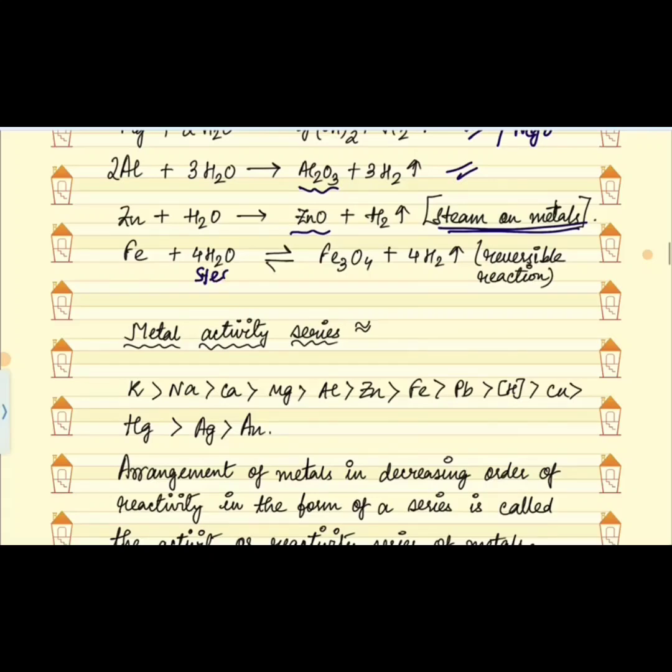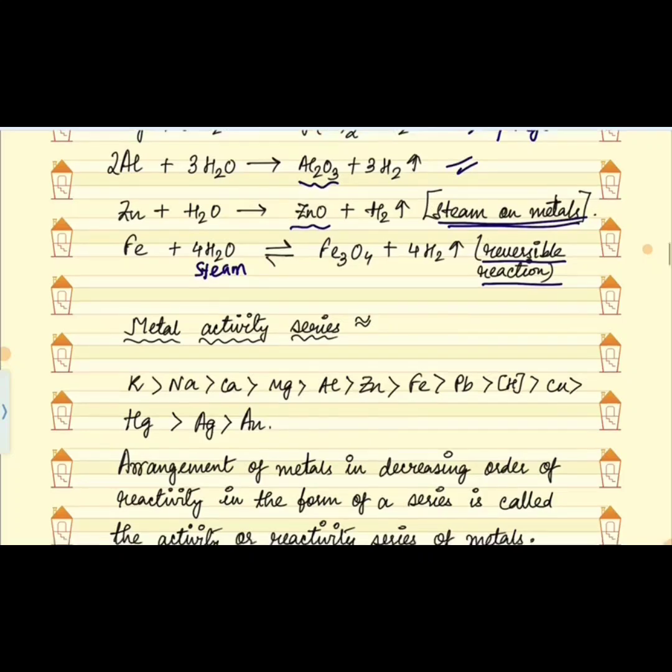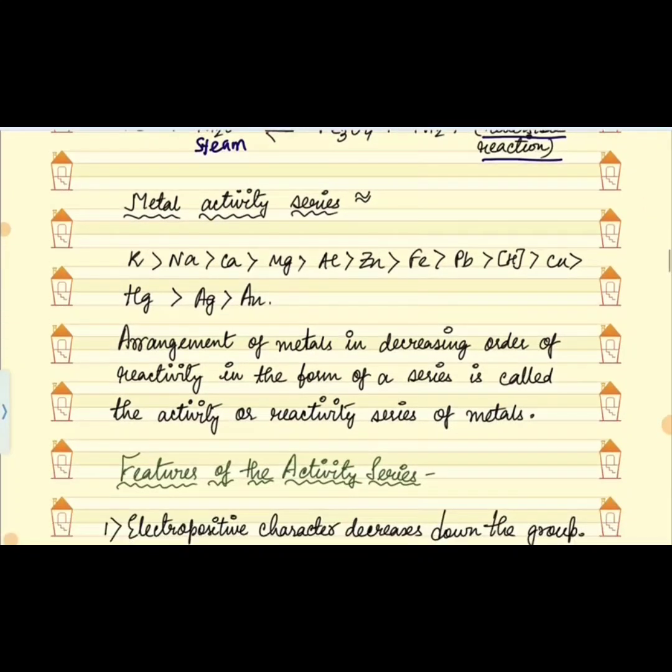And finally, steam acts in presence of iron and the reaction is reversible. Please remember this answer. This is the only metal which reacts with steam to produce hydrogen gas. This question is very important for class 8, 9, 10, all the classes. This reaction itself is very important. It's the only reversible reaction. All others are not.